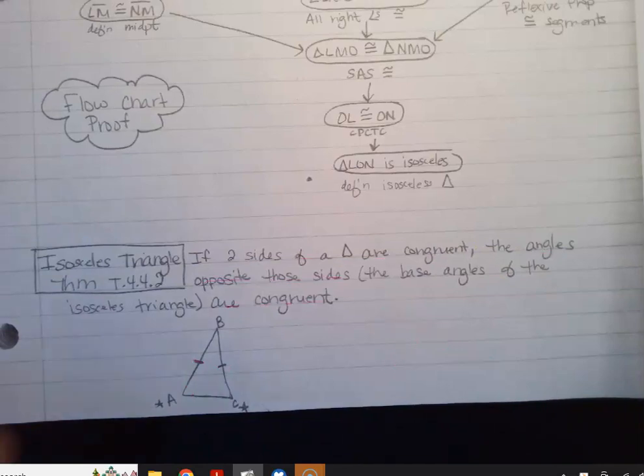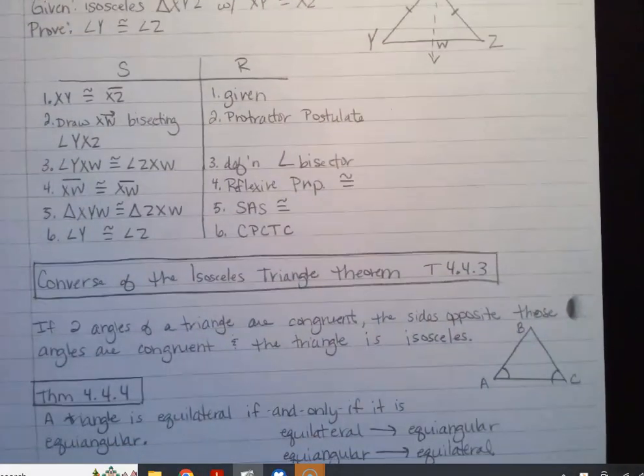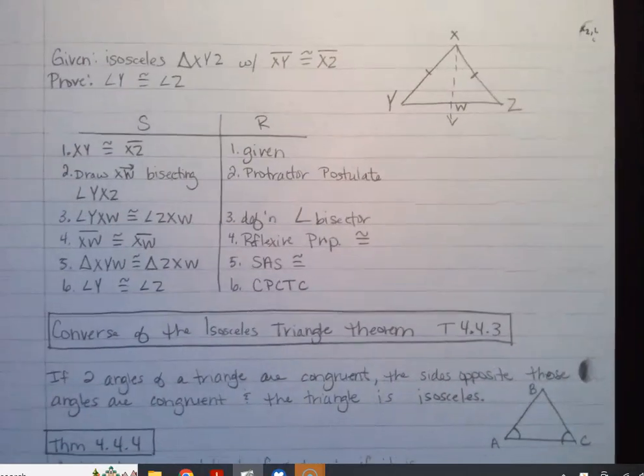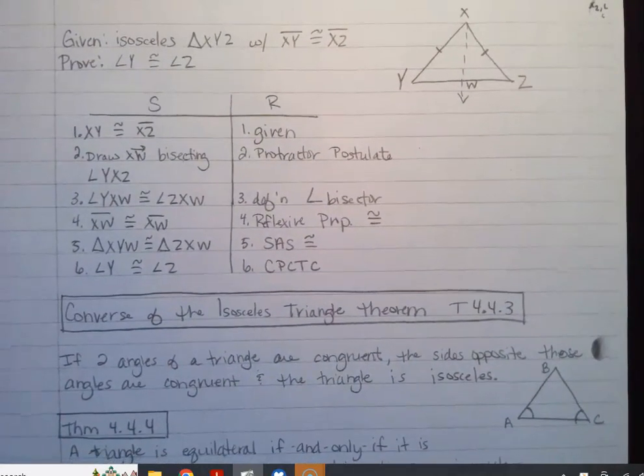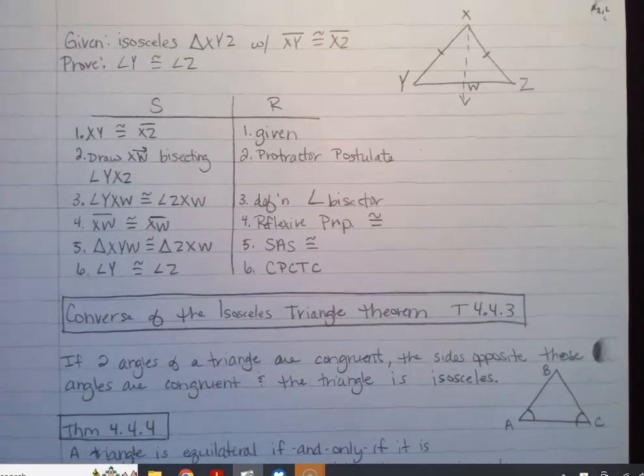Let's keep going. Okay, so another one I've got, we're just going to walk through the proof together and talk about it because this one has the auxiliary line put in it. So this is the first one we've had with that. So if we're given the isosceles triangle XYZ with XY congruent to XZ, so that's marked, we want to prove angle Y is congruent to angle Z.